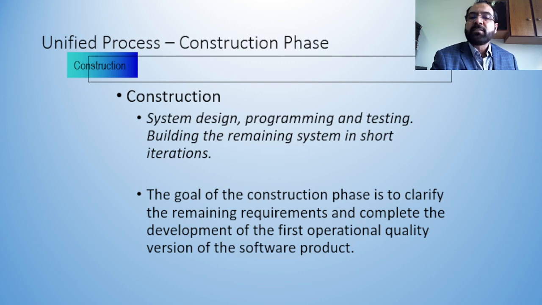The goal of the construction phase is to clarify the remaining requirements and complete the development of the first operational quality version of the product. So remember, this is very, very important. So we are in the iterations, and during that iteration, the primary goal is to clarify the remaining requirements, whatever requirements have been left from the earlier phase.